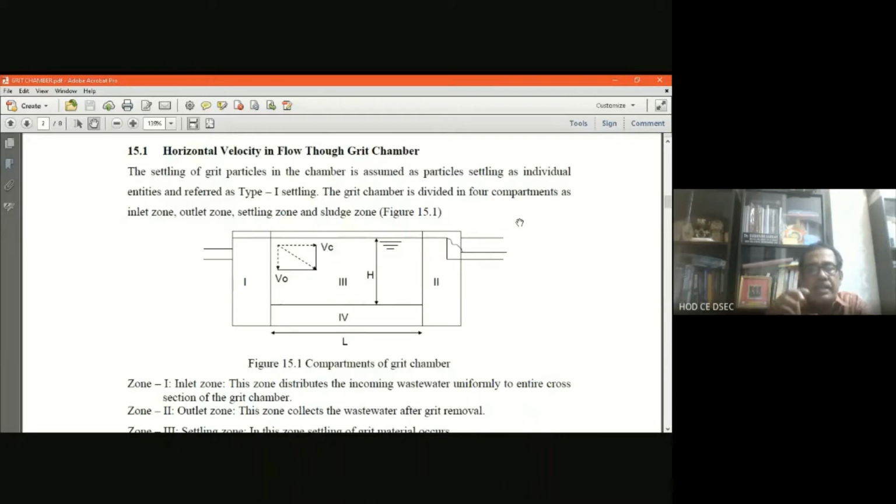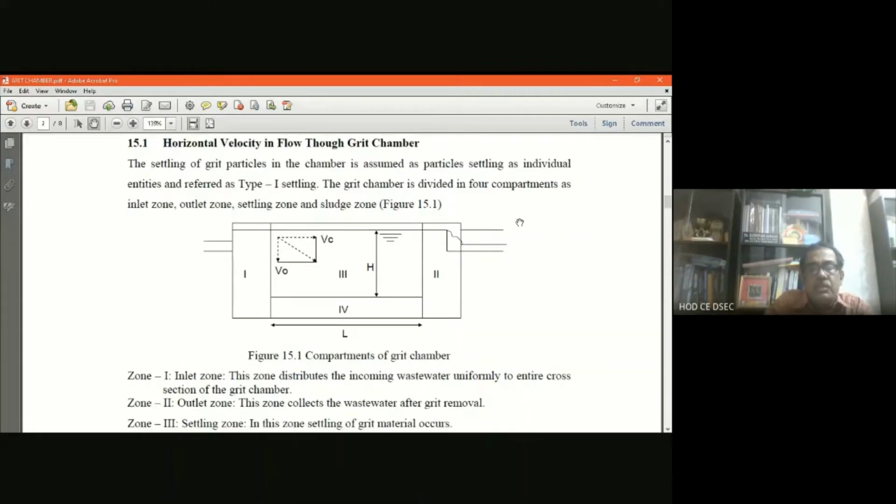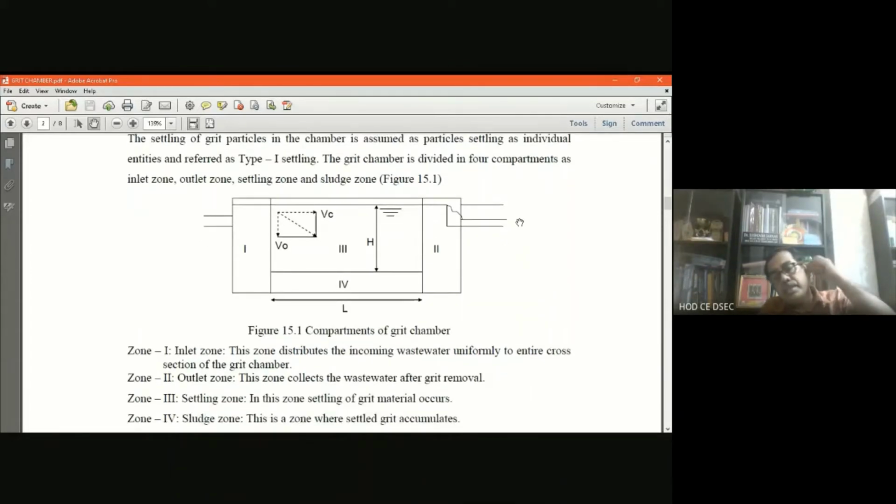You see the sectional elevation of the compartments of the grit chamber that I have shown you. That means, if you see the elevation of the tank, the first zone, zone 1, denotes the inlet zone. This zone distributes the incoming wastewater uniformly to the entire cross section of the grit chamber. So this is the uniform distribution zone. So this is zone 1. Now what is zone 2? It is the outlet zone. That is, this zone collects the wastewater after the grit removal.